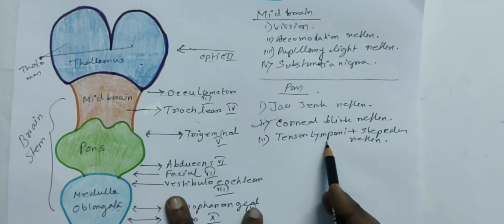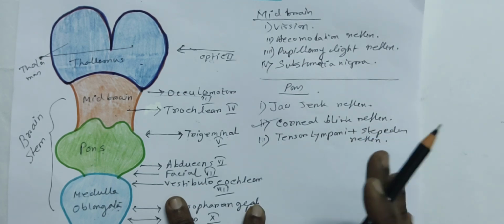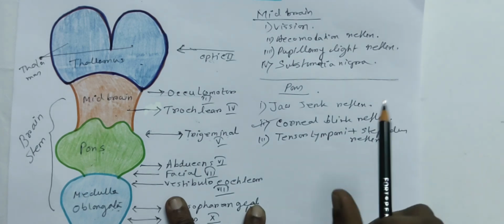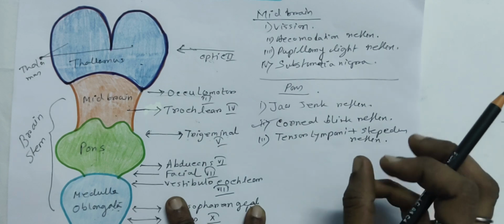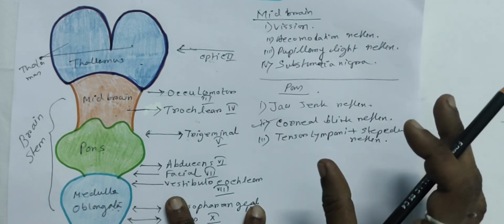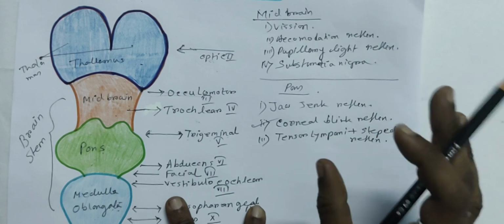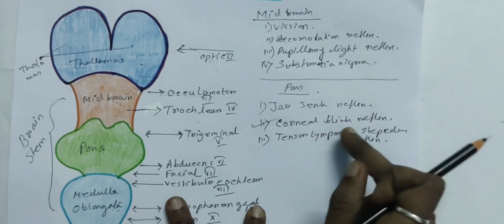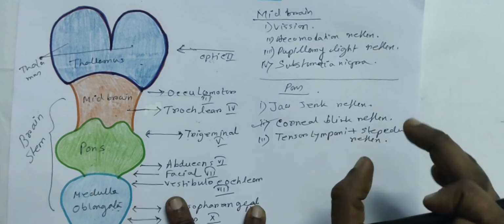Here the tensor tympani and stapedius, these are the muscles in the middle ear that contract in response to loud sound. They contract when we hear any loud sound. They contract for protection, they protect our inner ear. So whenever we hear loud sound, these two muscles, tensor tympani and stapedius, contract to protect our inner ear.